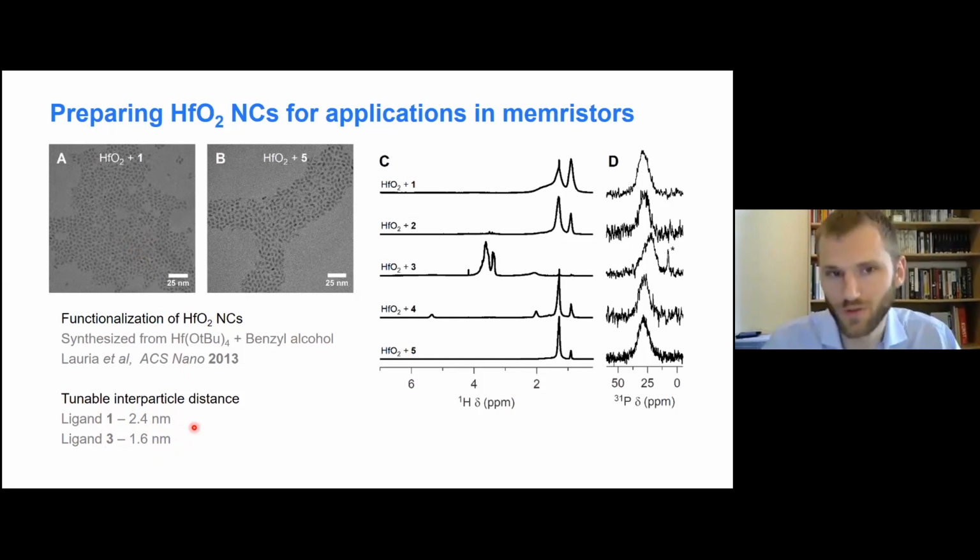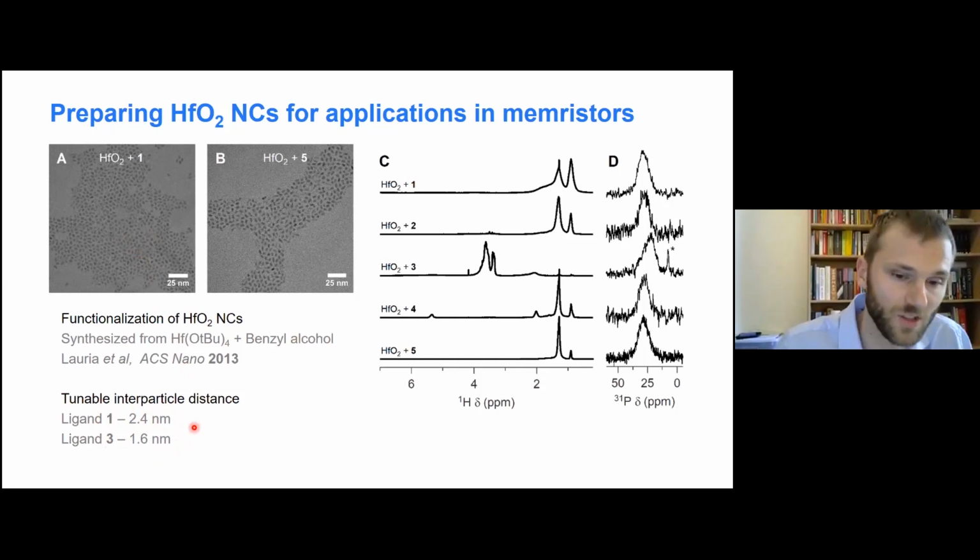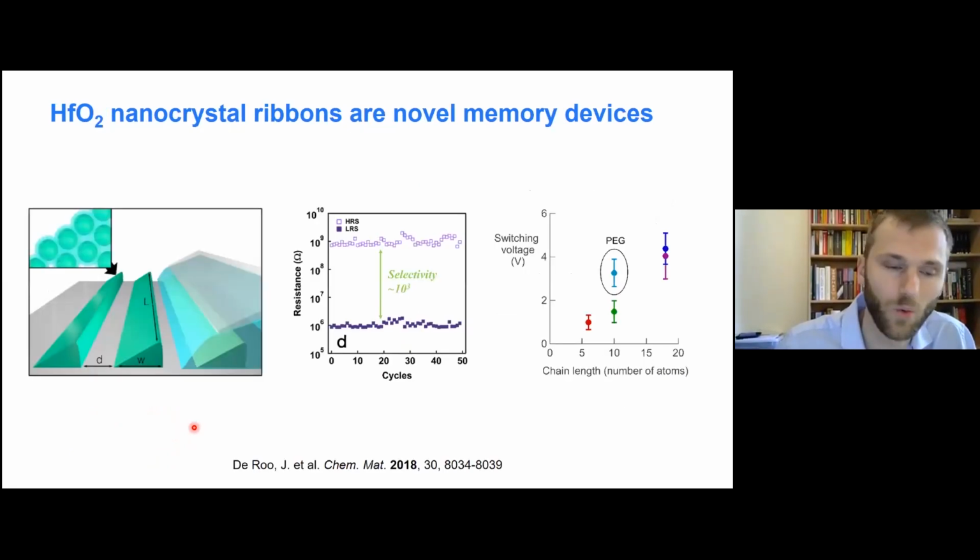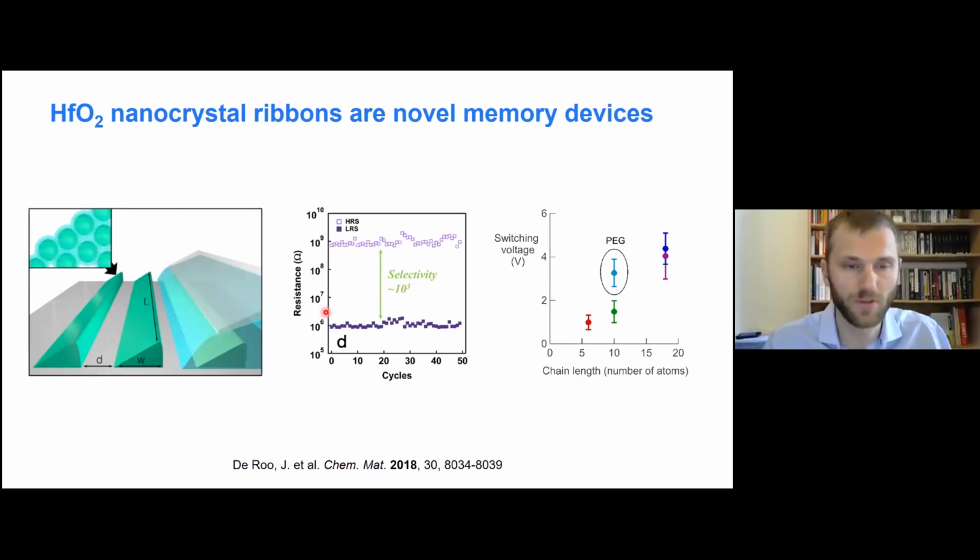Now, how was this useful? Because we wanted to use hafnium oxide nanocrystals in memory sticks, so in novel memory devices. The way that works is that you assemble those nanocrystals in little ribbons on a conductive substrate, and now you can switch those ribbons between two states, a high resistance and a low resistance state. And that's basically the 0 and the 1 that you need for memory. Now you want that switching to happen with a voltage.